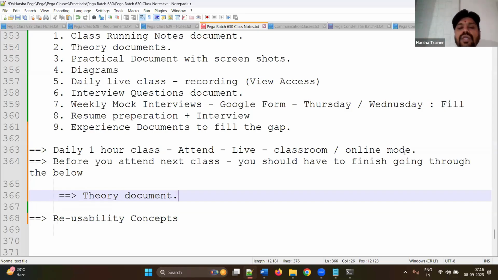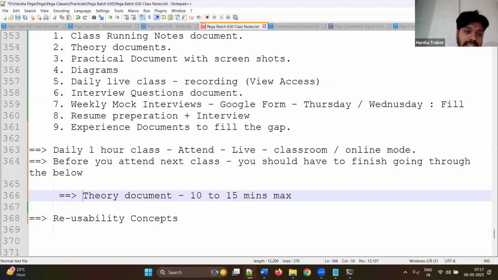So just going through the theory document after attending the live class, definitely you will be able to recollect everything that we have discussed during the class about the respective topic. Understand clear about this point, everyone? This will not take more than 10 to 15 minutes max. Because you are a very beginner and the terminology is very new, it may take longer.